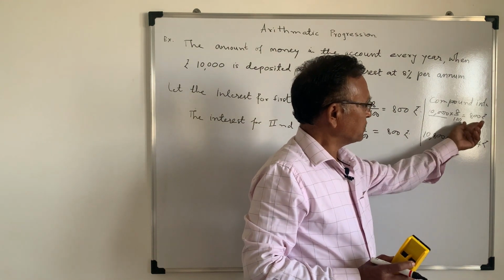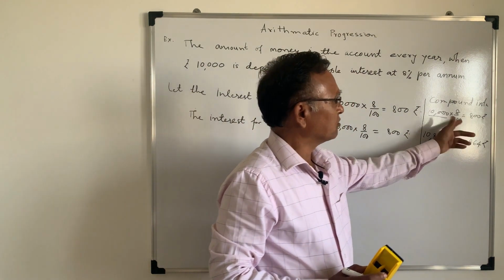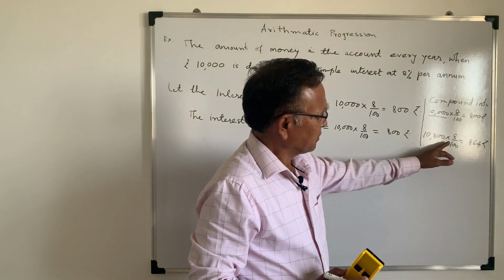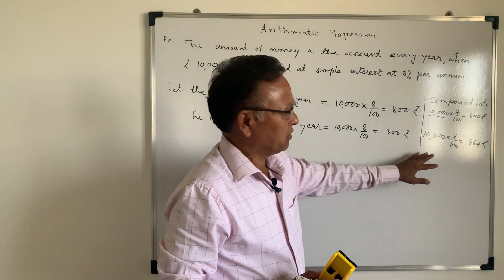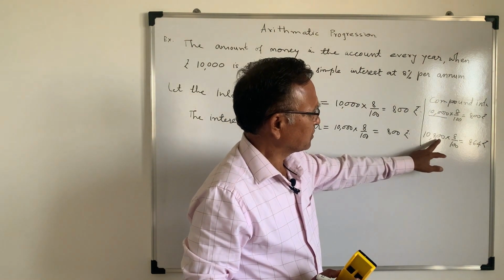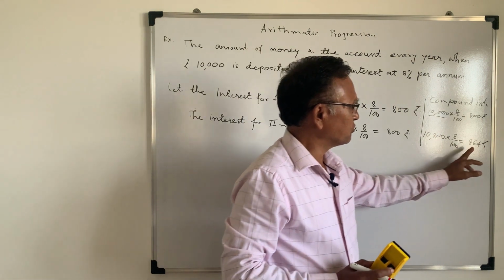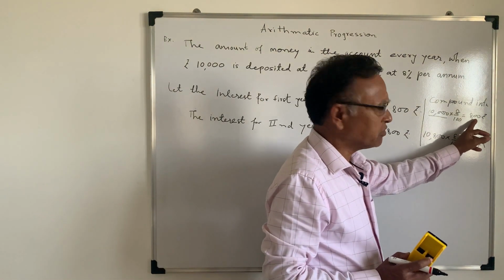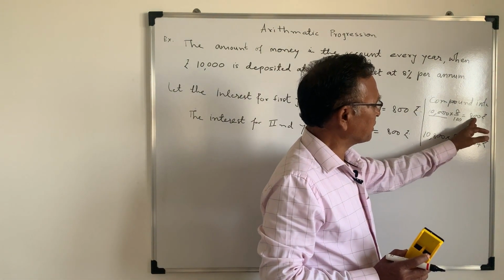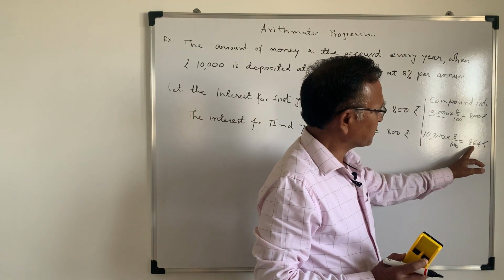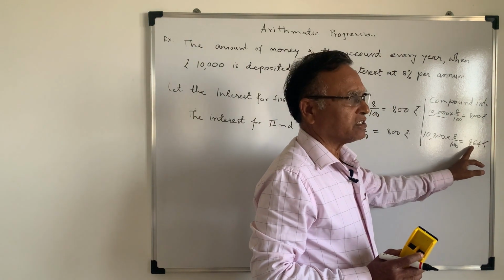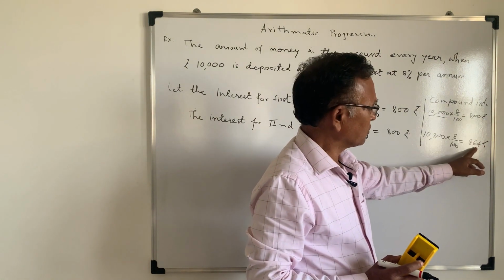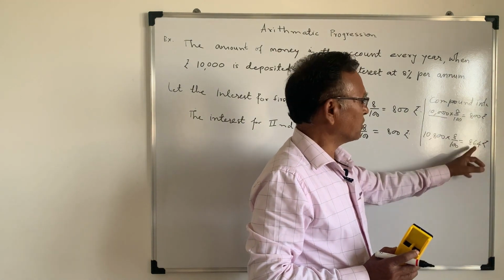Whatever 800 rupees interest is generated in first year, that is also included in the calculation for next year's interest. So interest on 800 is also being added, that is 64. So thus here there is variation. First year interest is 800 and second year interest is 864. So this is not constant, this is not equal.